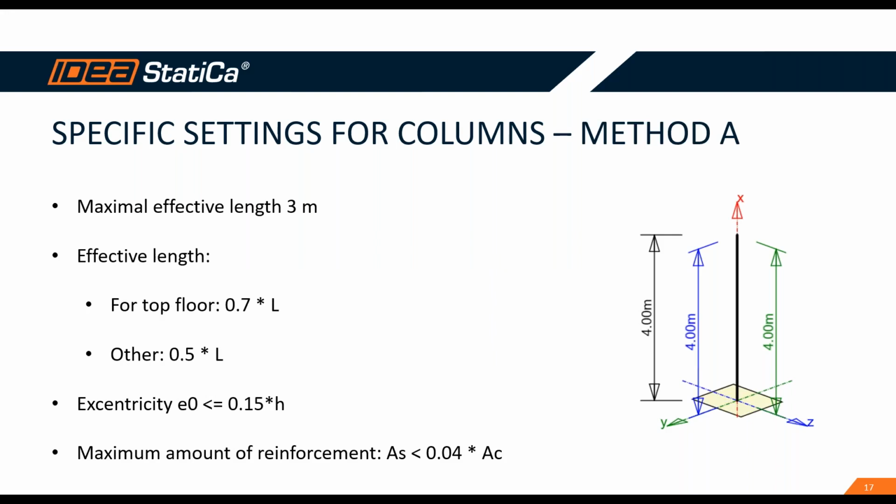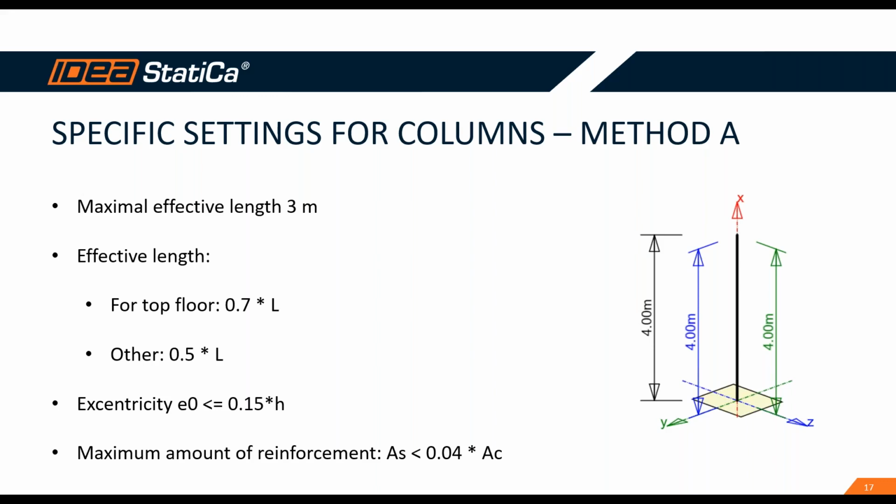Some restrictions or properties of the method A described in the code. Method A can be used only for columns that have maximal effective length of 3 meters. The effective length is calculated from the total length of the column, and it is calculated differently for columns that are positioned on the top floor of a building or in any other floor of a building. So for top floors, the effective length is 0.7 times the total length of the column, and for any other floor in the building, it is 0.5 times the total length.